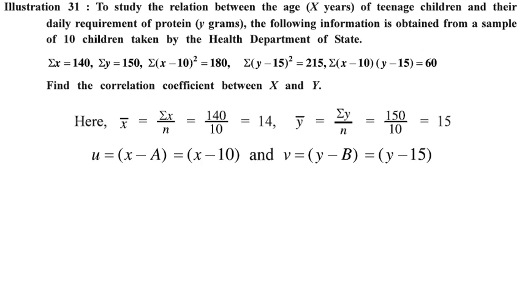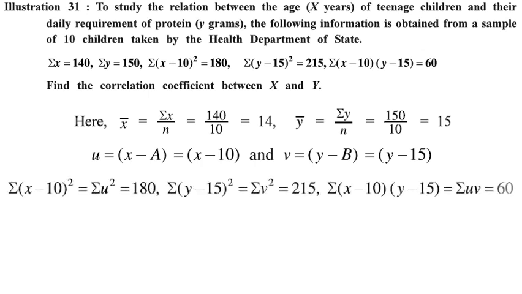So right now we will be using the uv method, because if both of them are x bar and y bar, then only you can use the x bar y bar method. If even one of them is an assumed value, you have to use the u and v method. We will be checking which values are available. The summation of (x minus 10) square is summation u square, (y minus 15) square is summation v square, and (x minus 10) into (y minus 15) is summation uv.